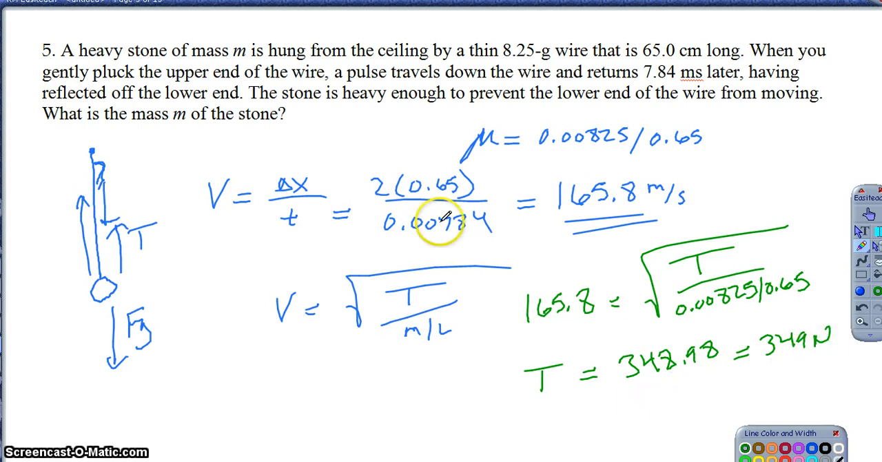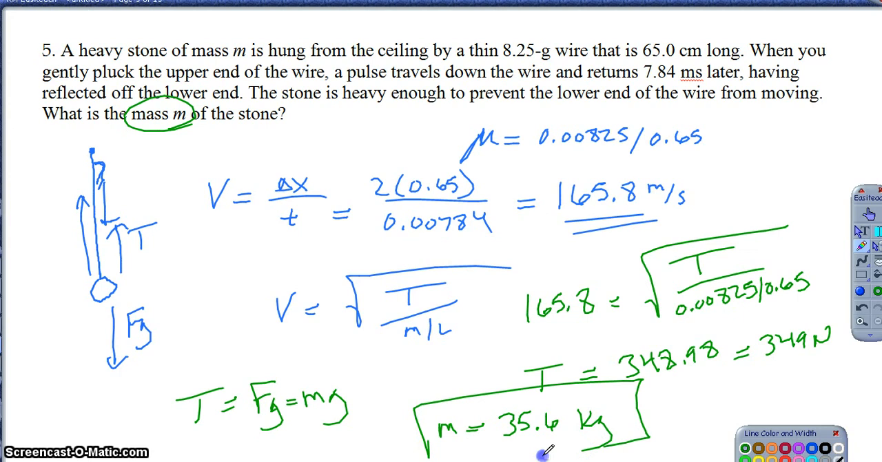That's my tension. And then don't forget, we're looking for the mass of the stone. And since I know that the tension equals the force of gravity, I know then that the mass of the stone would just equal the tension divided by 9.8, right? Since this is mass times gravity, this would be tension divided by 9.8. So my mass equals 349 divided by 9.8, which is about 35.6 kilograms.